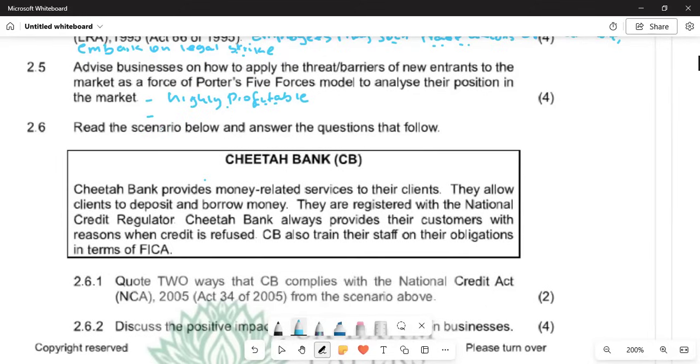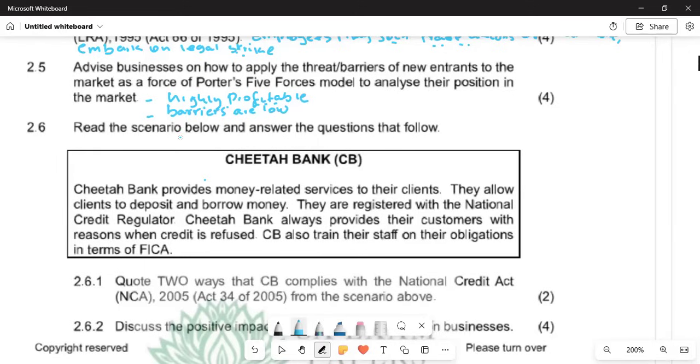If the barriers to entering the market are low, then it will be easy for other businesses to enter the market. It's going to be very easy for other businesses to enter such a market because maybe entering doesn't even require strict legislation, or the capital is cheap. That will make it easy for a business to enter.